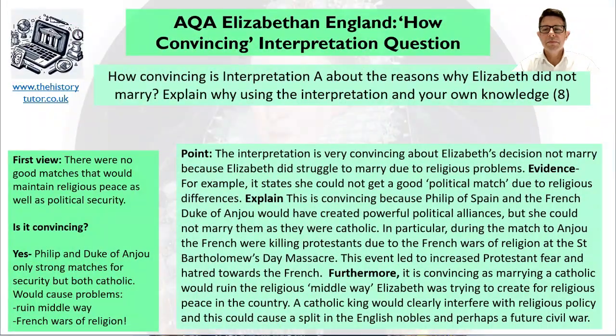Okay, so furthermore, it is convincing as marrying a Catholic would ruin her religious middle way. Elizabeth was trying to create religious peace in the country. A Catholic king would clearly interfere with religious policy, and this would cause a split in the English nobles and perhaps future civil war. So some significant ideas.